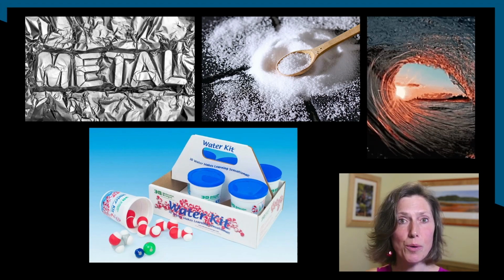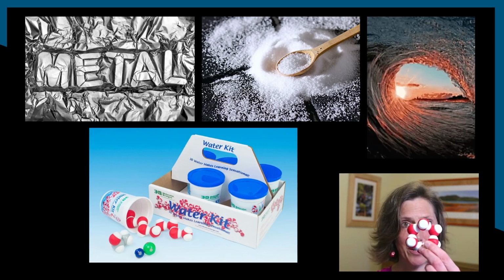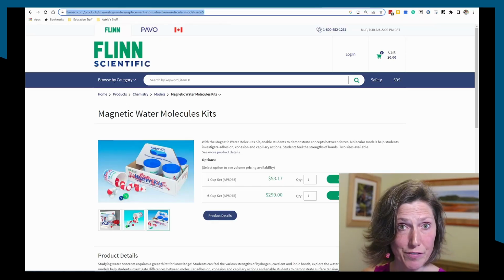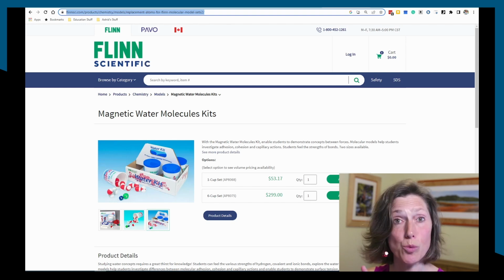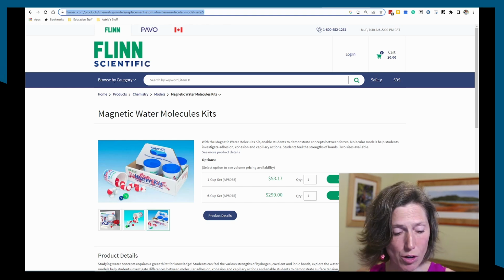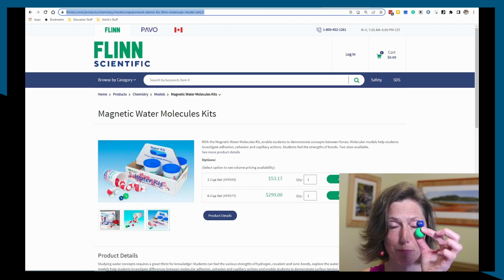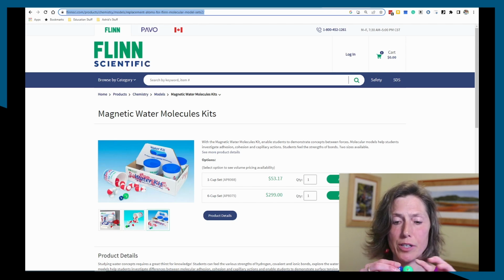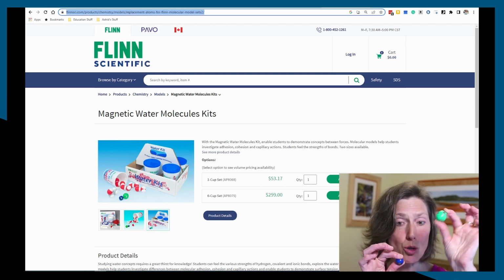And you can even create a hexagon. The ice structure is shown right here. This is the actual Flinn Scientific site where you can find this water kit. The water kit also comes with a couple of magnets that can represent sodium and chloride.